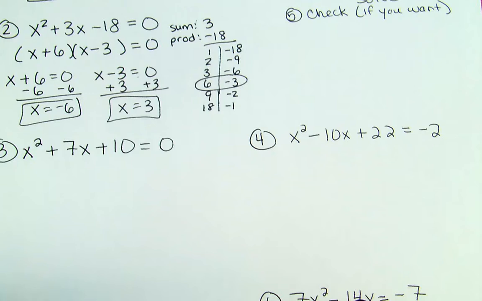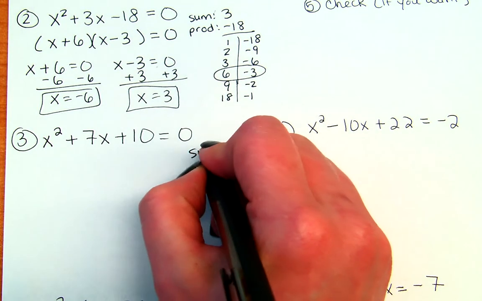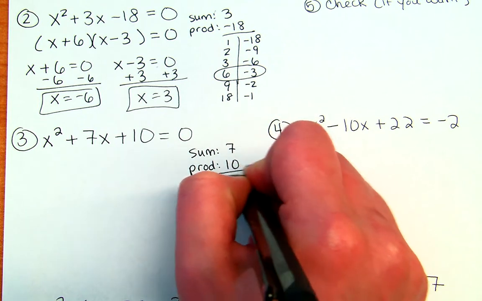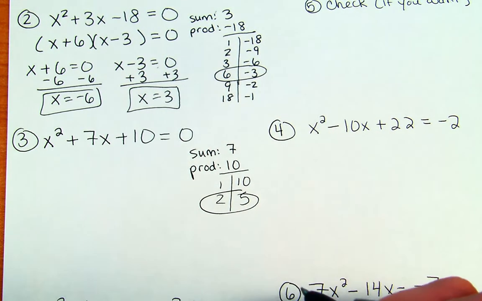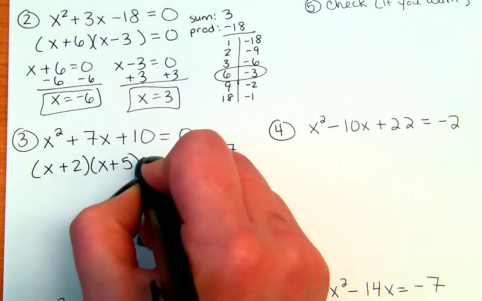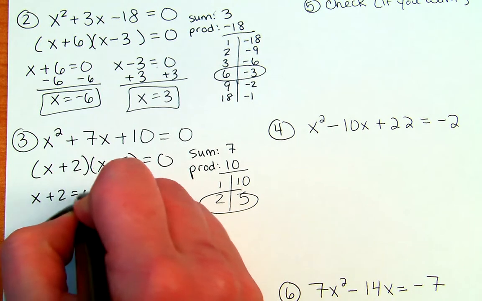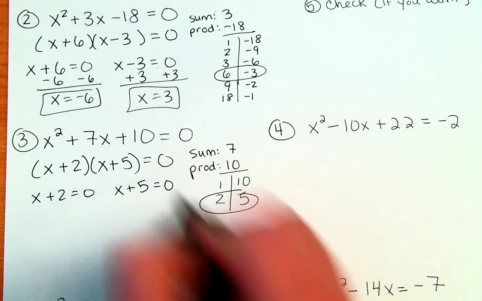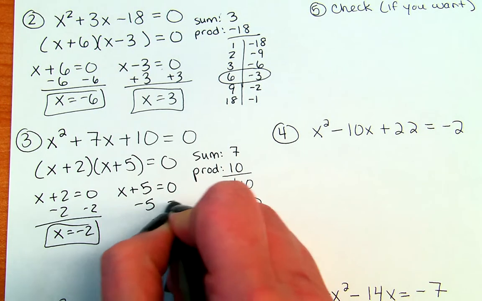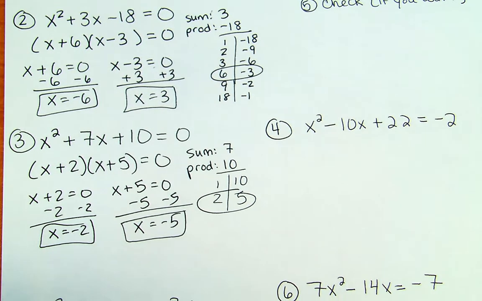So if you'd like to practice with number 3, by all means. So once again, our sum is positive 7 and our product is positive 10. Our factors are 1 and 10, 2 and 5. 2 and 5 will help us make 7. So I set up two factors. Now we're going to use the zero product property. Each factor could be 0, so we'll set them both equal to it. Solve. And these are our two solutions.